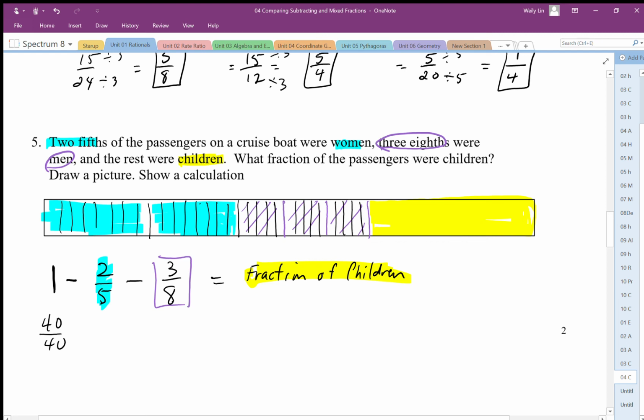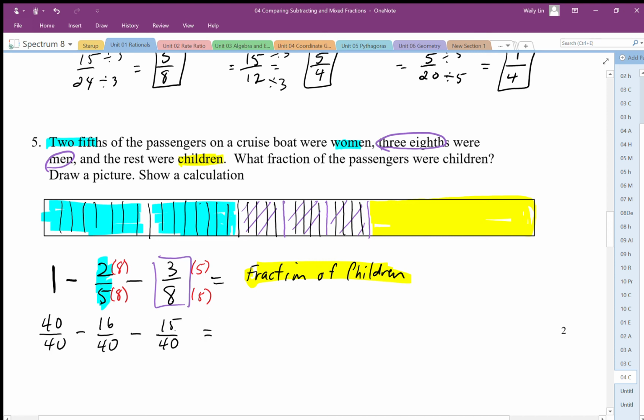Okay, and then this is going to be the remaining part. I'm not going to divide that because I don't know how to divide that really nicely. But I need a common denominator of 40. So here I need to multiply by 8, and that will give me 16 out of 40. Of 40 people, 16 of them are women. Here I need to multiply by 5, and that's going to give me 15 over 40. So of this boat, of 40 people, 15 were men.